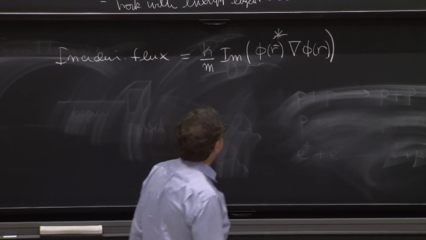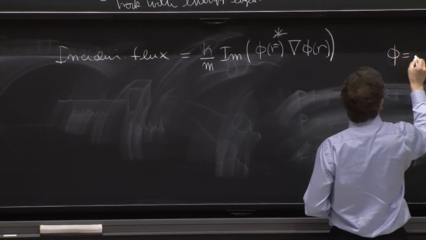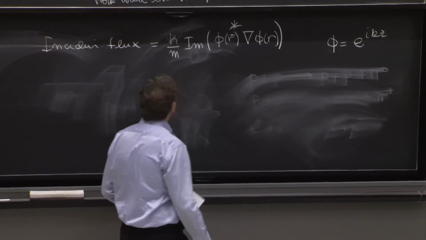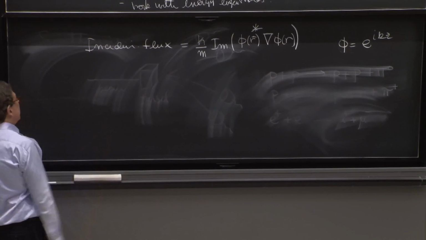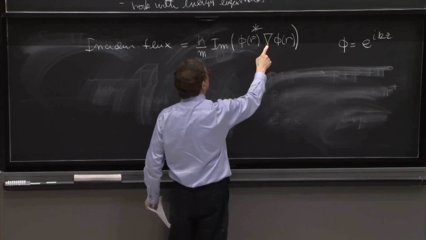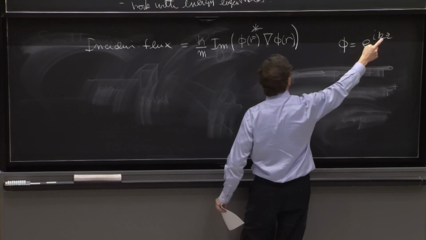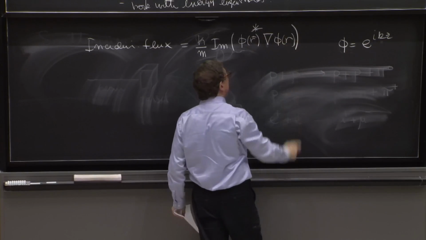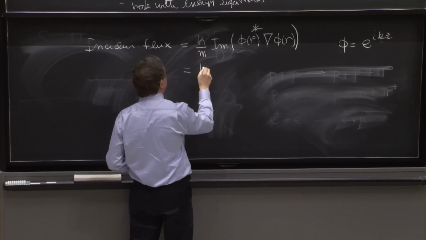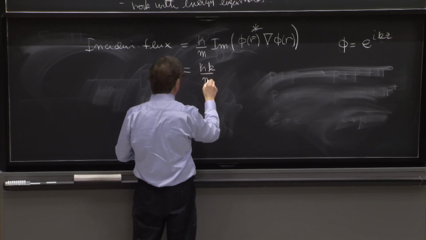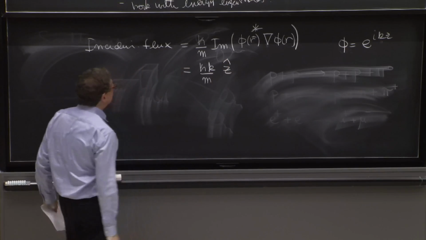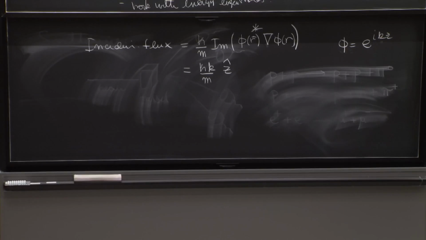And phi was e to the i k z. That was the incident particle. So this gradient produces an ik, the rest gets cancelled, and the imaginary part gives you a k. So this is h bar k over m times the unit vector z. So that's the incident flux.